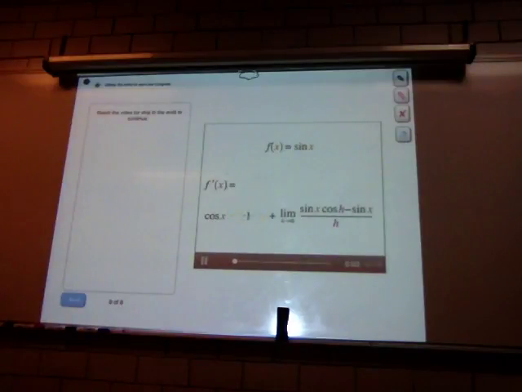Right, this limit equals 1. So this term is cosine x times 1, which is cosine x.